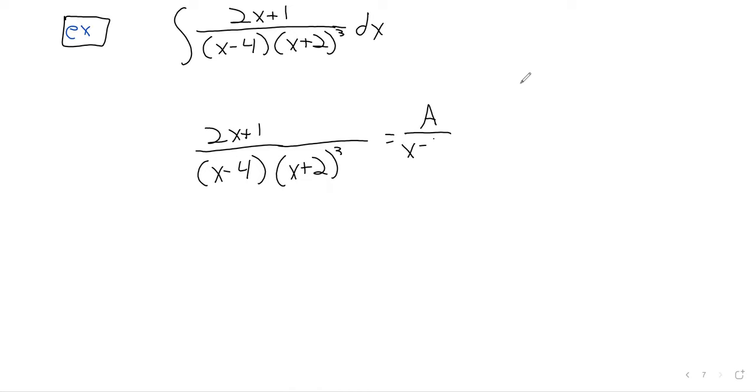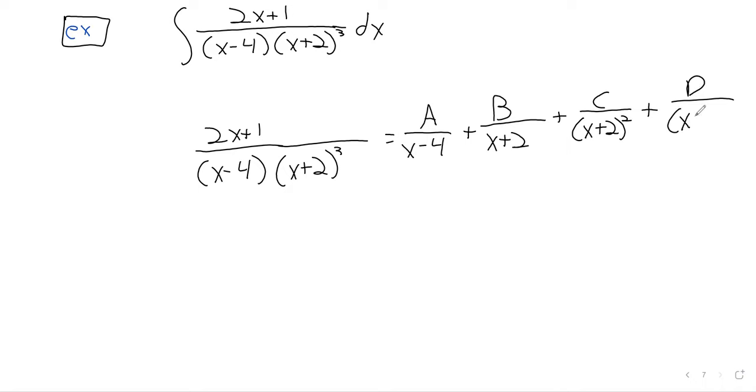something over that first term, plus something else. I'm just going to count up in the alphabet over that second term, plus something else over that second term squared, plus something else over that second term cubed. And now that we've reached the same three that we had in the denominator, we stop counting up. And each of those terms we can integrate. So if we can find A, B, C, and D, we'll be golden.